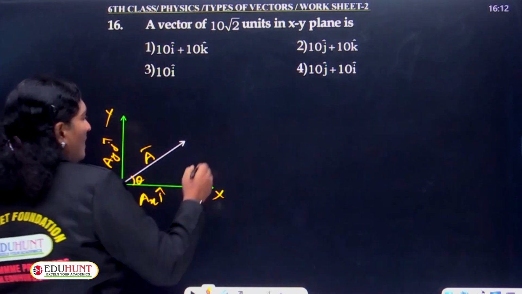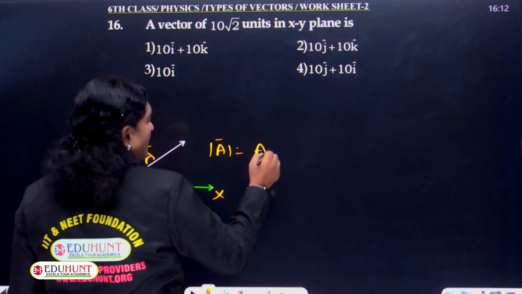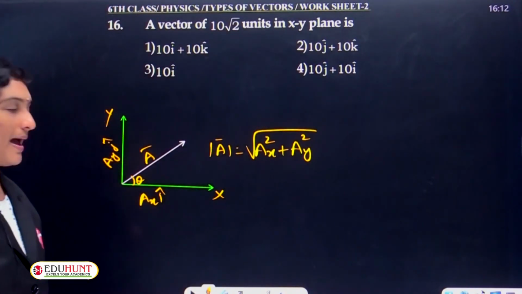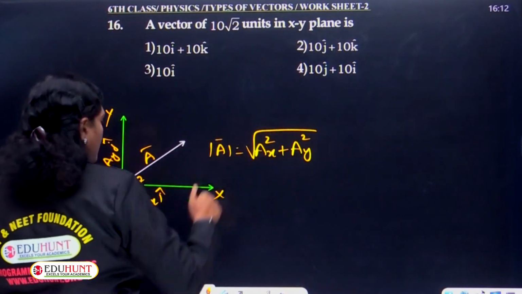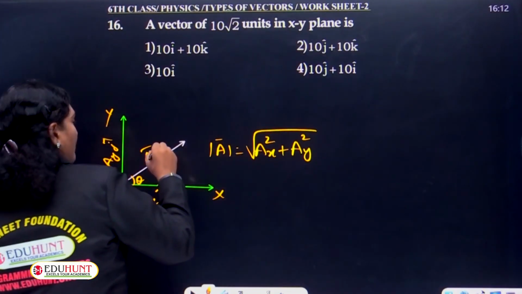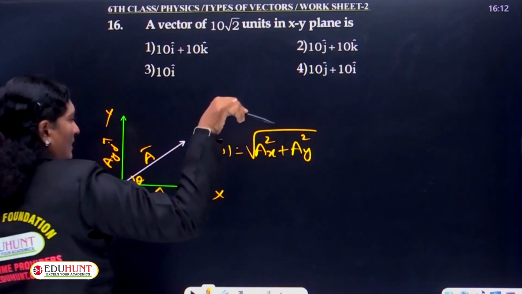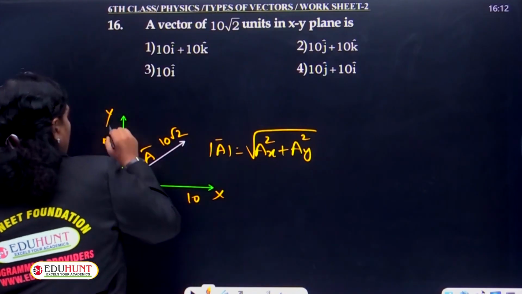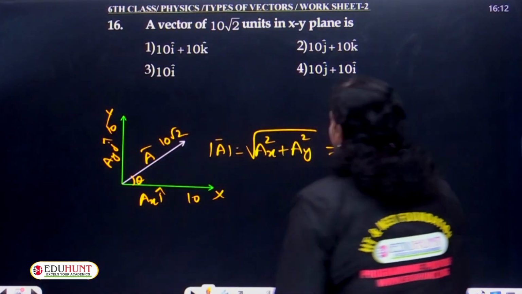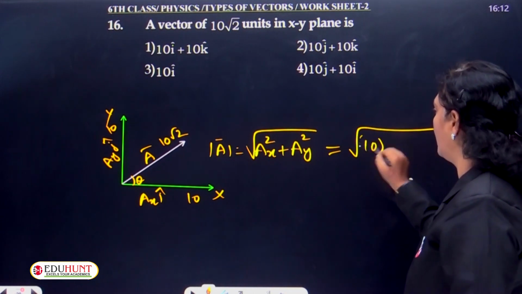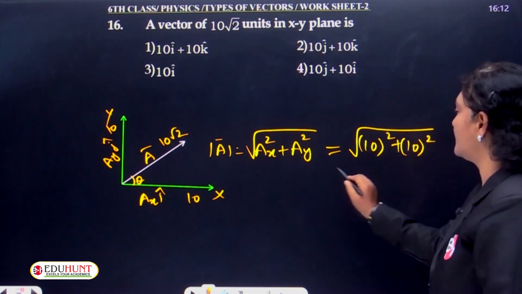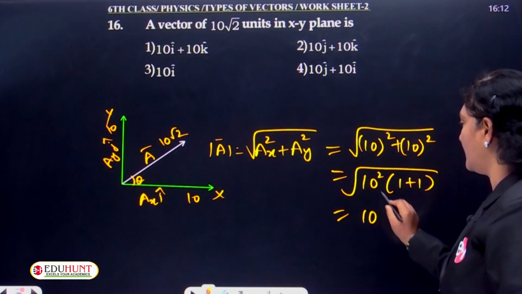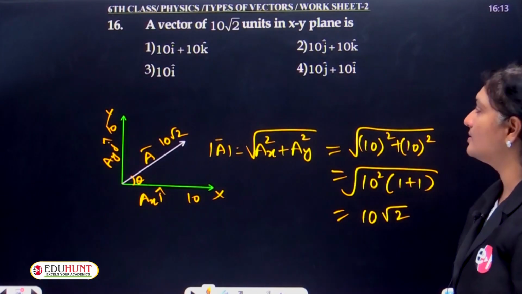So what is the magnitude? The magnitude of A can be written as the square root of Ax square plus Ay square. Already I told you that if it happens to be 10 root 2, or 30 root 2, as I gave you the example, 30 here and 30 here. So if here it is 10 root 2, then here it must be 10 and here it must be 10. Let us verify whether it is true or not. So 10 square plus 10 square. How much is that? If you take 10 square common, 1 plus 1 under root. Root over 10 square is 10, and the leftover is root 2. So the magnitude is clear.